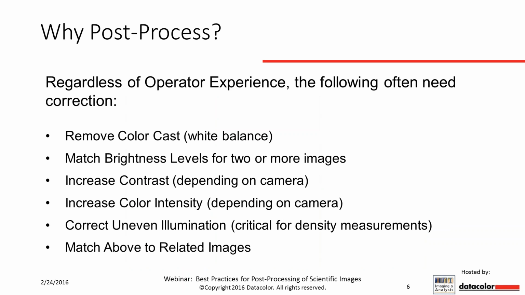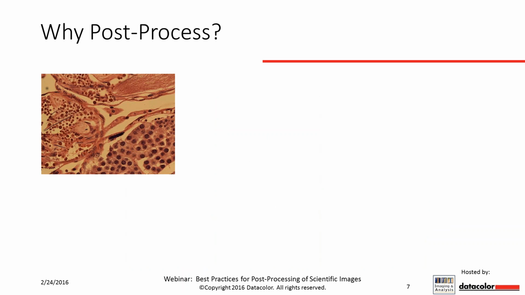Images are even more inconsistent when using more than one objective and one magnification. So regardless of the operator's experience, the following often need correction. One thing is you need to remove the color cast, match brightness, increase contrast, and so on as you read the list. And I'll show you some images that show each one of these corrections that need to be made. First of all, you can see that with imaging that sometimes you can get a color cast in the background, and this is normally corrected through white balancing, but if white balancing isn't done, or if the camera doesn't adequately white balance, and that can happen frequently, you would need to correct this.